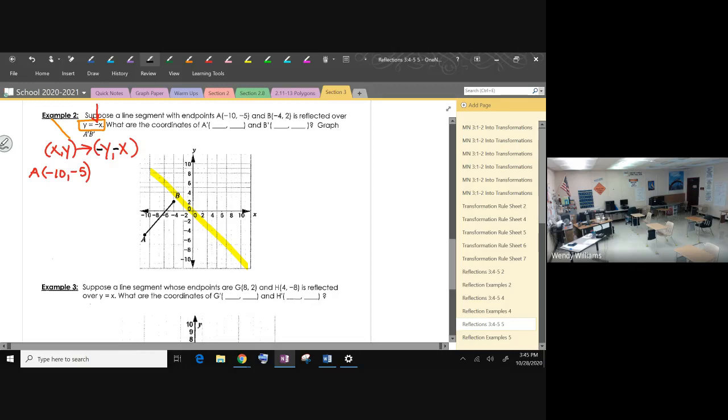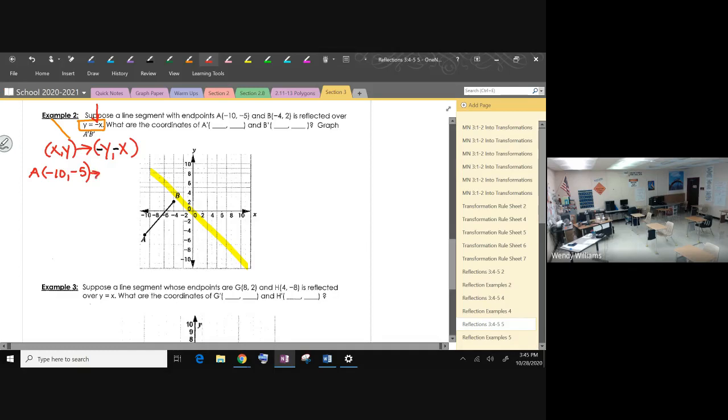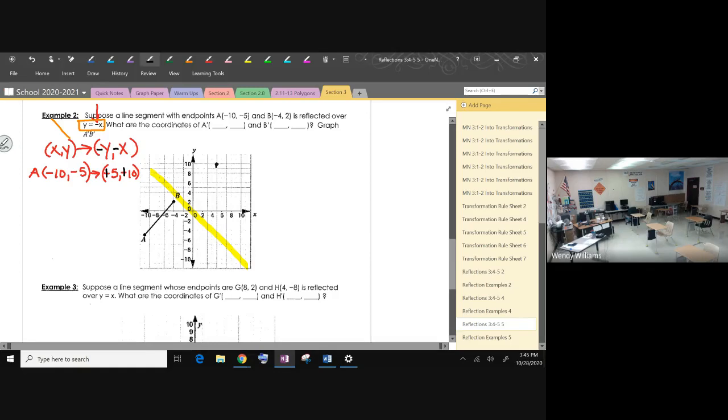So A, negative 10, negative 5, is going to map onto... First, we're going to switch them. Then we're going to change the signs. So instead of being negative 10, negative 5, we're going to switch it to 5, 10. 5 and 10. And let me change colors so it's a little bit easier to see. And that would be A prime.